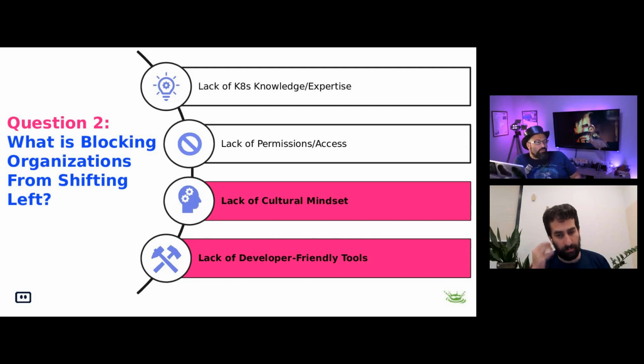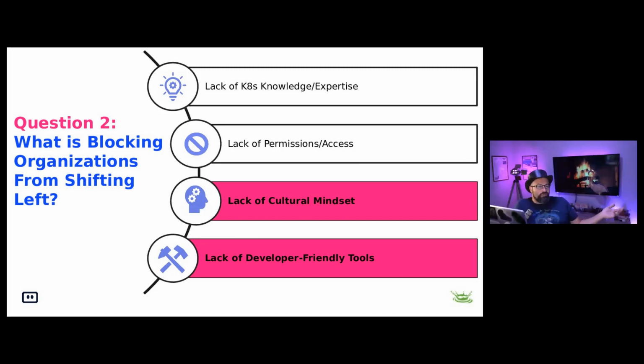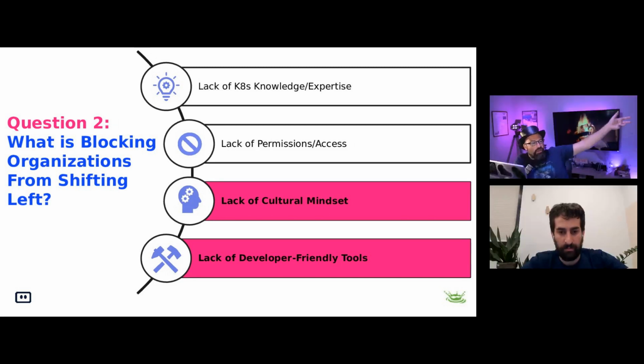The lack of cultural mindset. This is exactly what we spoke about on the previous slide. This is exactly the part where the people on call, the infrastructure folks, are in charge of whatever happens, and they don't even know how to start and shift left to the developers. They don't even know how to pass the baton to the other side of the house.